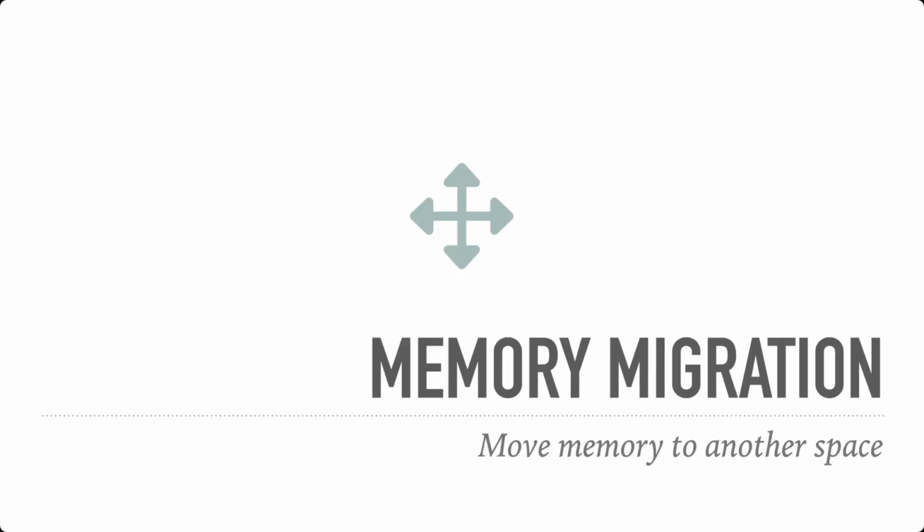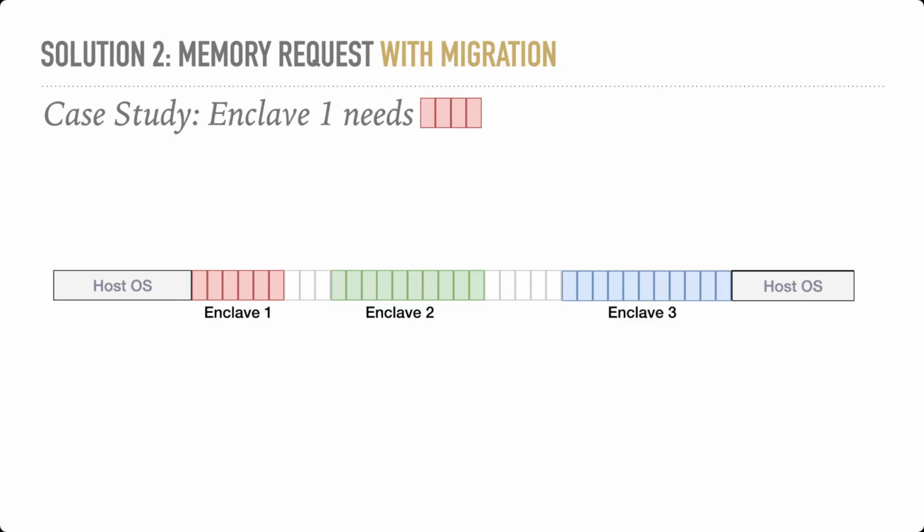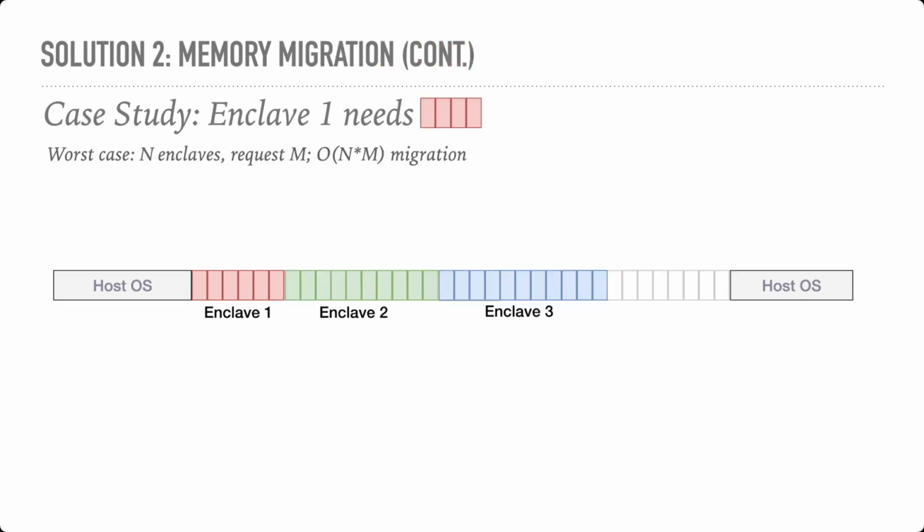To solve this challenge, we introduce memory migration. It means to move memory to another location. Continuing our last example, we can first allocate 3 blocks instead of 4. But with the help of memory migration, we can migrate the next enclave 2's memory to another side, like this, to make room for the last one. So you will see we can finish the memory allocation.